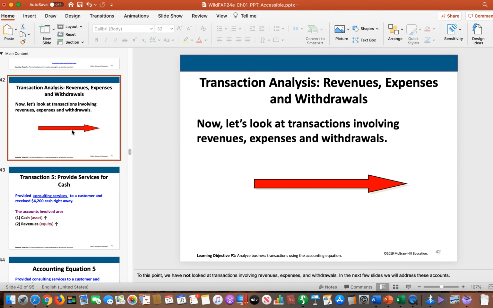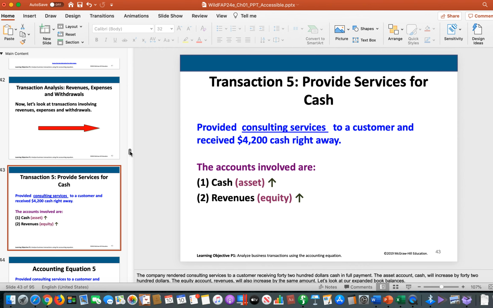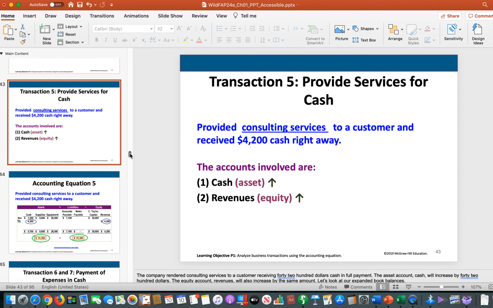Now let's move forward and let's look at revenues and expenses and withdrawals. These three things here impact equity. They impact equity. And they could impact assets too, but as you'll see, they impact equity first and foremost. So let's take a look here.